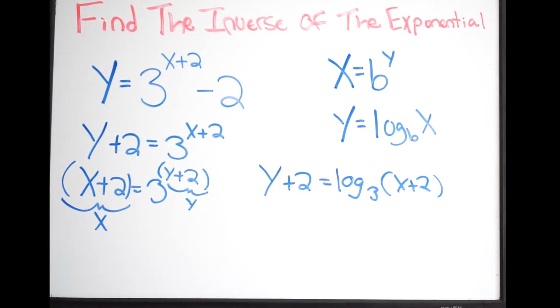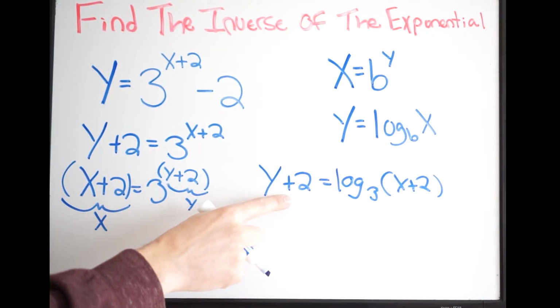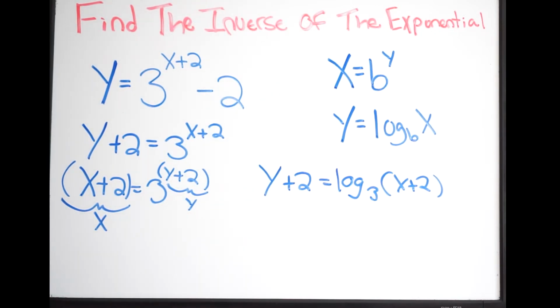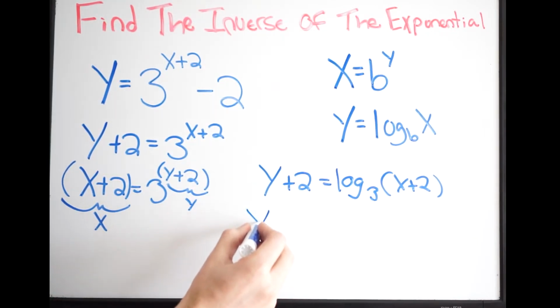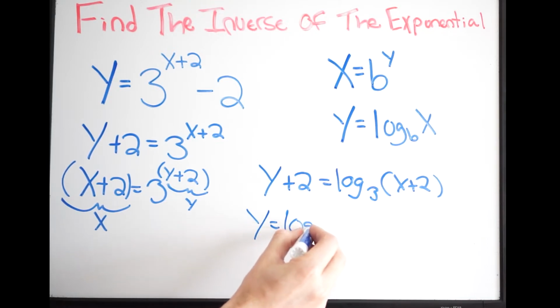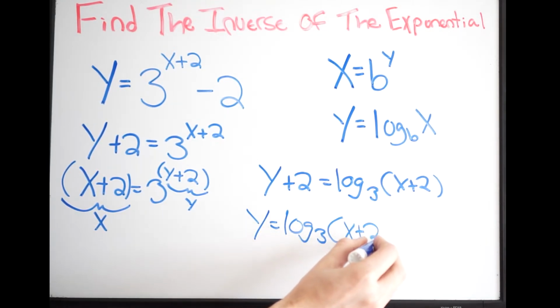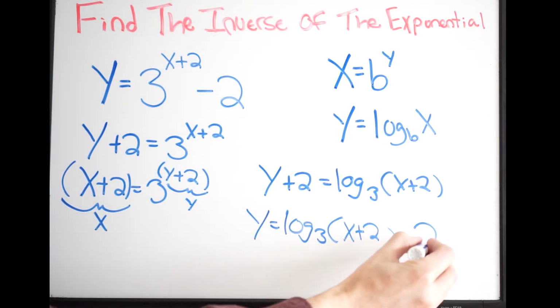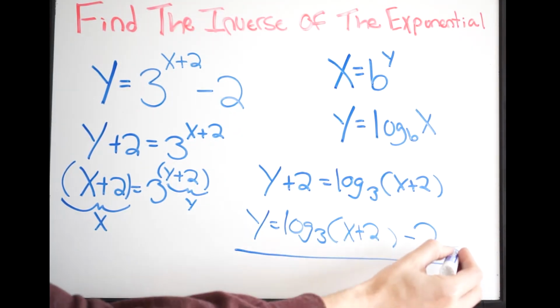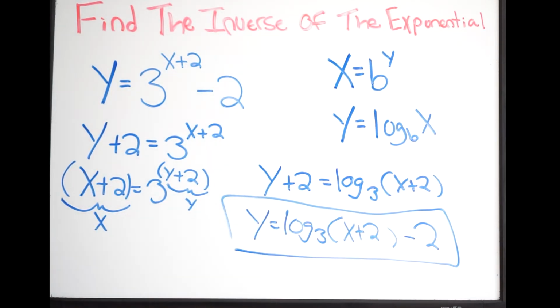So we're almost done with this problem. My last step, I need to minus 2, so I just get the y isolated. So I get y equals log base 3 and then x plus 2 in parentheses and then minus 2. Okay, and this is it right here. This is our final answer. So again, that's going from exponential form to log. That's going to be the inverse.